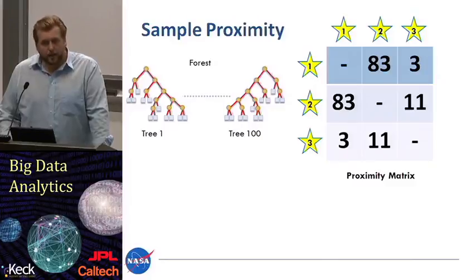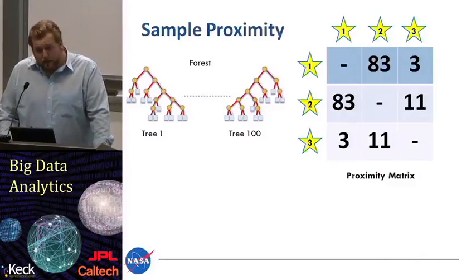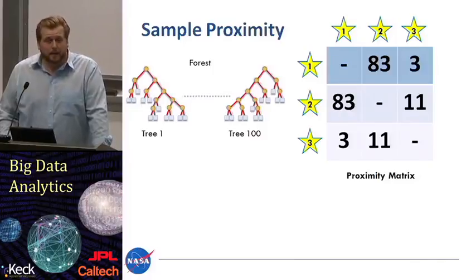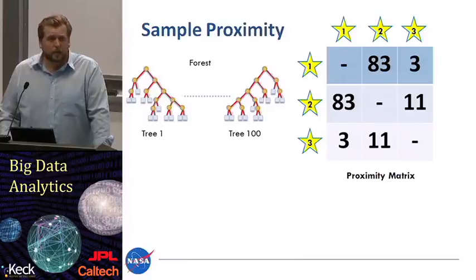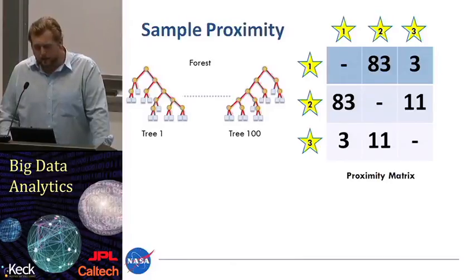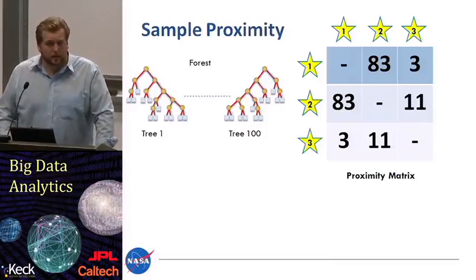and you do that with every tree in the forest. You come up with a matrix which nicely depicts how similar samples are based on the view of the random forest. So here in that case we would have 83 times 1 and 2 ended up in the same leaf. So in 83 trees these two samples ended up in the same leaf. 3 times sample 3 ended up with 1 and 11 times with number 2. So we could conclude in that scenario that 1 and 2 are quite similar to each other, but 3 is not.